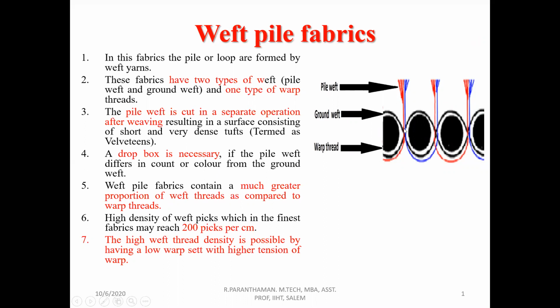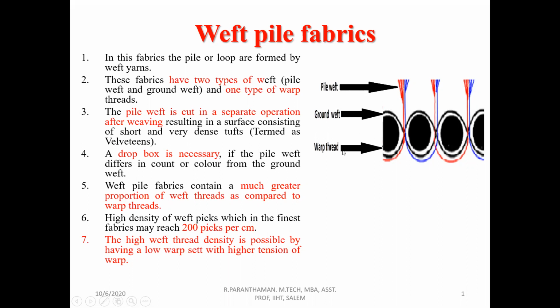In this, pile threads are formed by weft yarns. So here we need two kinds of weft. One is ground weft and another one is pile weft. So we are using two kinds of wefts. That's why we need a trap box mechanism to produce this kind of fabrics.